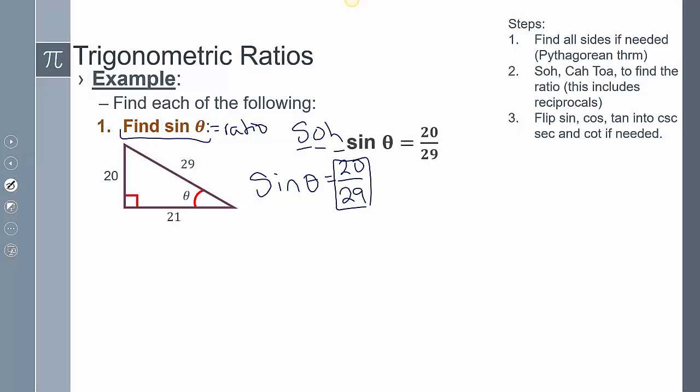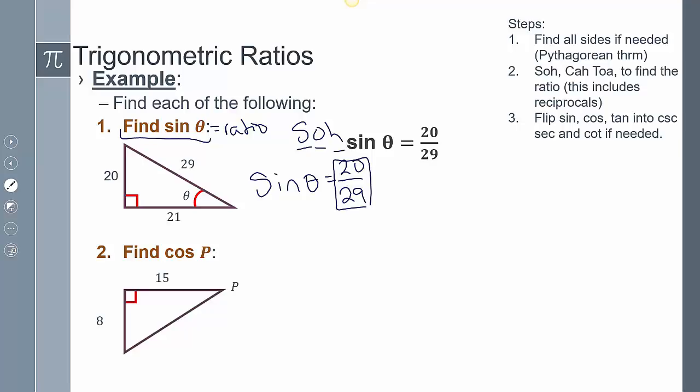So the first thing that I did here is I made sure all the sides are present, which they are. Here's all my sides. The second thing is, having SOHCAHTOA maybe written out, or we're just going to use that to understand it. So it says sine, so I know I'm going to use SOH, and so opposite over hypotenuse, I have that ratio. And then step 3 is going to apply the reciprocals, which we're going to see shortly.